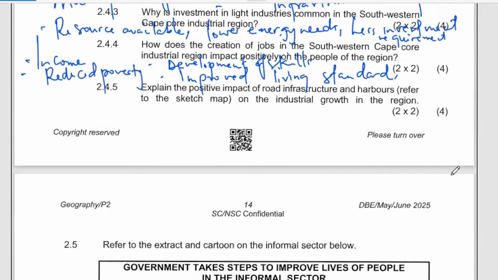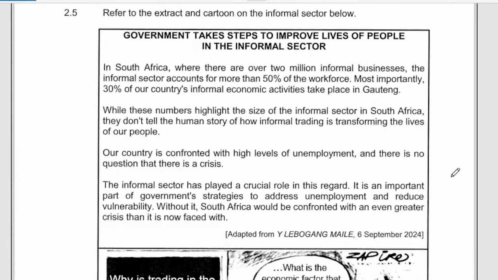Right, that was question number 2.4.5. Then going to the next question, 2.5 is a question on the informal sector. Right, the first question is saying, quote evidence from the extract that trading in the informal sector is high in South Africa. Right, our evidence, we find it here in South Africa, where there are over 2 million informal businesses. This is our evidence. We have over 2 million informal businesses. Why does student A disagree with student B on why trading in the informal sector is high in South Africa?